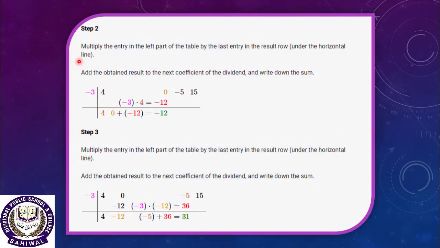The second step is we multiply the left part of the table by the last entry in the result row. Means we multiply this -3 with 4, we get -12. This -12 is added in 0, we get -12. The next step, we multiply this -12 with -3 and get 36. This 36 when added in -5 we get 31.